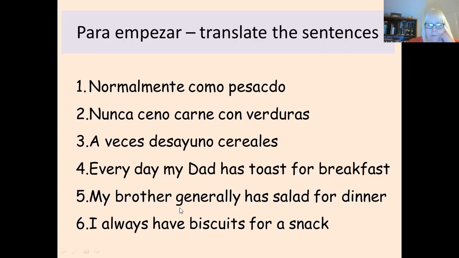Here it's talking about my brother having salad for dinner, so you need the verb to have for dinner, and then you follow that with salad. You've got a frequency expression in there as well, or an adverb, saying generally. Here again, you've got for a snack. That's just the verb to have for a snack, followed by the food. This starter should take you about 5 minutes, so pause the video, do the work, and when you're ready, resume.